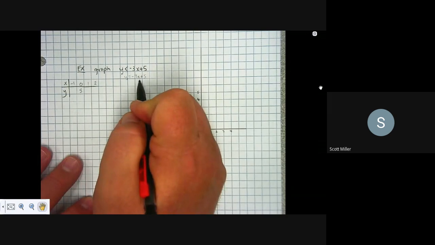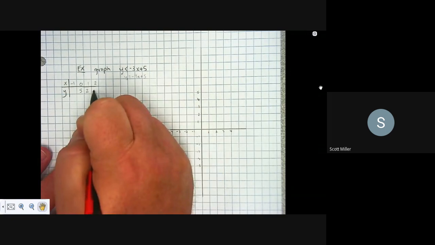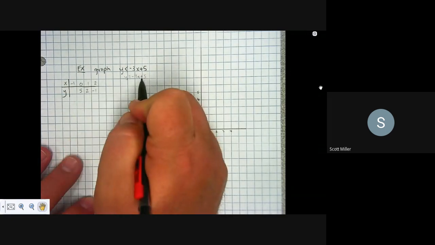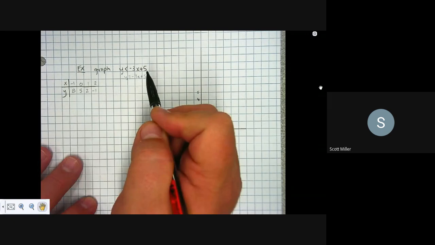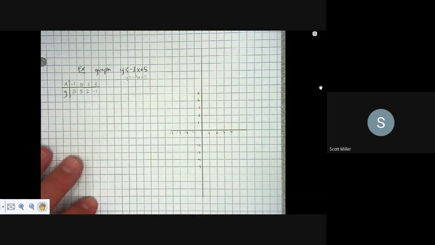Plug these numbers in: 0 gives me 5. If I plug in a 1, negative 3 plus 5, that's 2. If I plug in 2, it will be negative 6 plus 5, which is negative 1. And this over here will be 8. You notice that we're decreasing by 3 each time, hence our slope is negative 3.